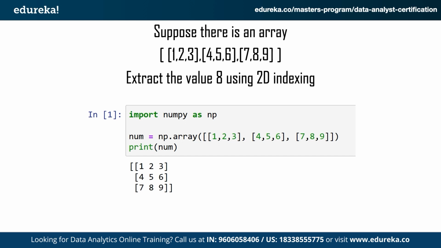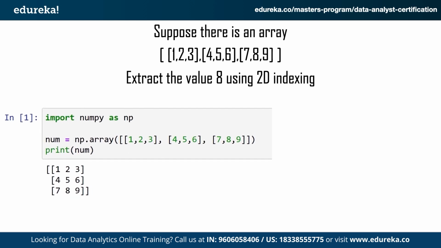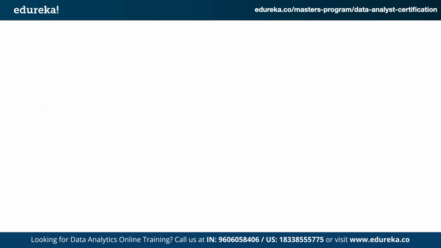So the third row becomes the second row and the second column becomes the first column. So if you type those indexes, you will definitely get your answer. And then we have the next question.